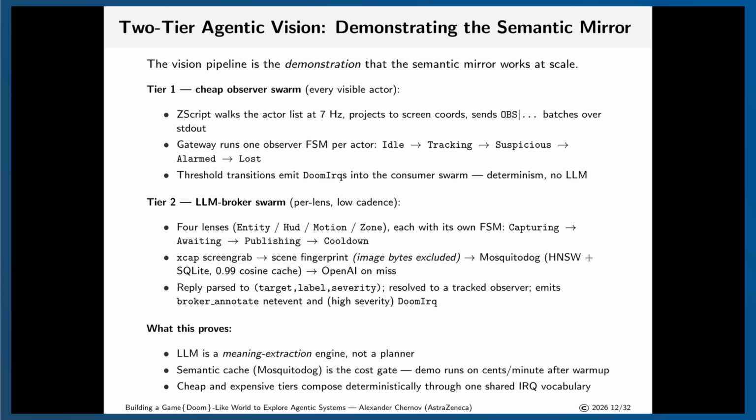This also gateway picks that runs the observer, same through the actor, and creates different roles: idle, tracking, suspicion, alarm, lost, and so on and so forth. This part doesn't have LLM, it's deterministic. But there's also the LLM part, the LLM broker swarm. It has 4 lenses: NDT, HUD, motion, zone. So 4 different agents through the broker. They see these lenses, so they are filtering what they can see within the game. They're using the same screen as I see, and working with that, trying to extract information.